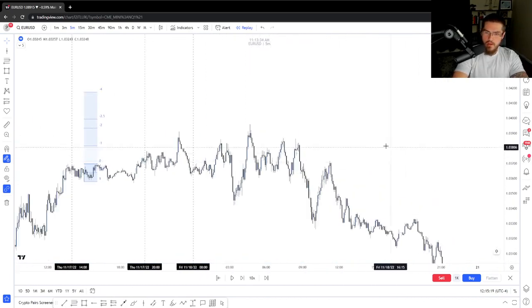So this isn't necessary. This is kind of like the SMT divergence. You can just look at this as an added confluence. Hey, if you're looking for a sell and the market just traded at 2 standard deviations, then you have higher probability circumstances than if it didn't.